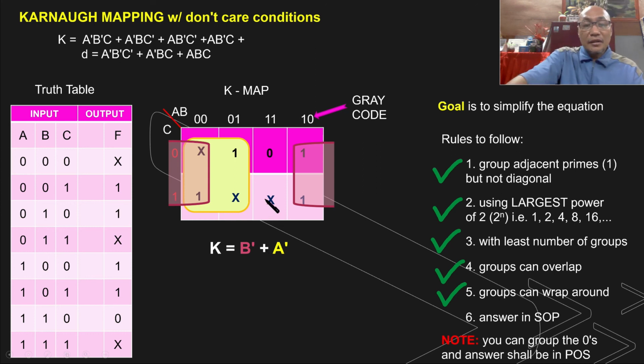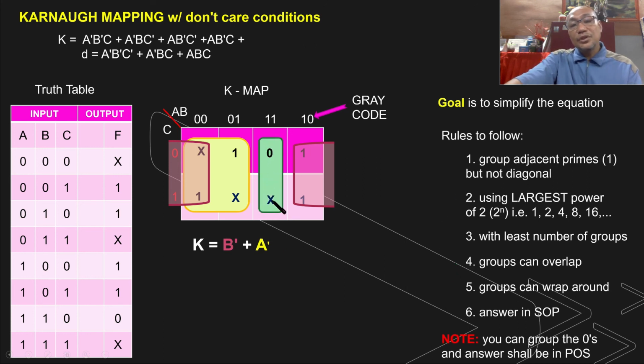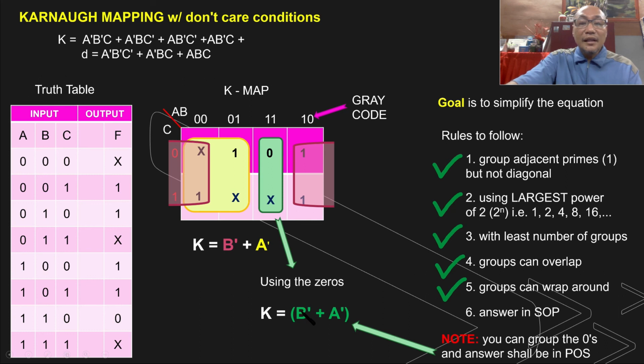Can we use the 0s instead of the primes? Let's try to do that. If we try to use this, then there will only be one group instead of having two groups. Analyzing it, the result will be equal to A B 1 1. Since again it is in product of sum, then that becomes 1, 1, B prime, A prime. It is therefore equal to the value that we can have using sum of products. Do remember that if it is simpler to use the zeros instead of the primes, then we may do that, but the answer must be written in product of sum.